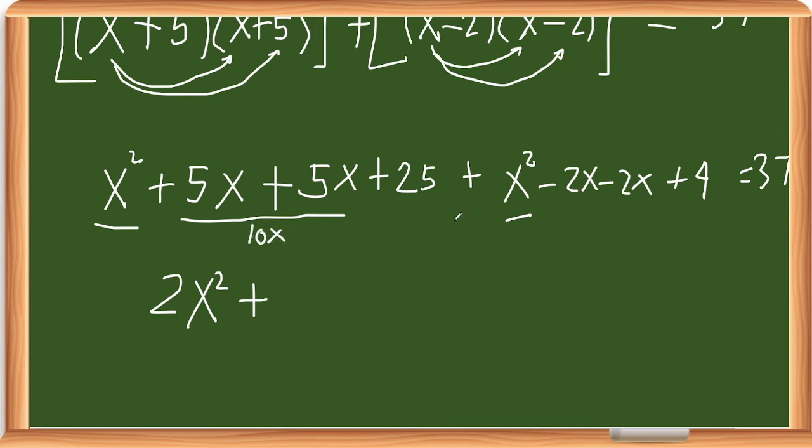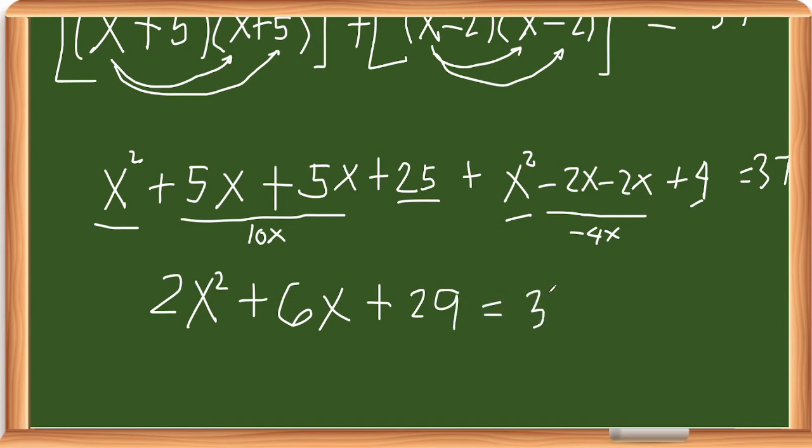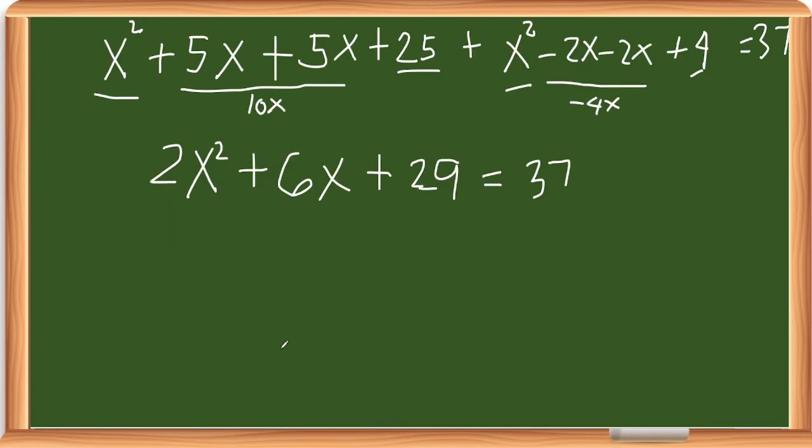Meron pa tayong ditong minus 2x is minus 4x. So that is 10x minus 4x, it's 6x. And then yung number is 25 at saka 4. 25 plus 4 is 29. So that's plus 29. Is equal to 37. Okay. So, wala pa siya sa standard form of quadratic equation. So, we have to put the number 37 here on the other side of the equation.